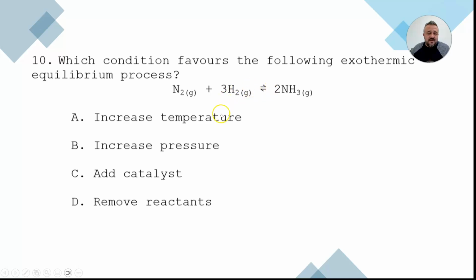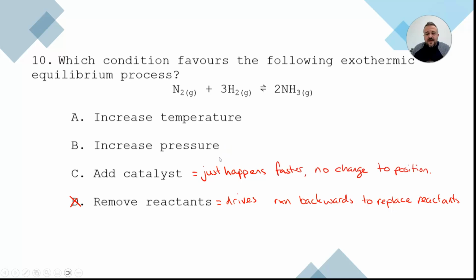It's an equilibrium process. So let's have a look. If we remove reactants, that will take these away and will drive the reaction backwards, meaning it will favor the endothermic process. Okay, so it'll try and replace these ones. So it'll use up all of this and become more endothermic, not favoring the exothermic process. So it's not that. Add a catalyst, just happens faster, no change in position.